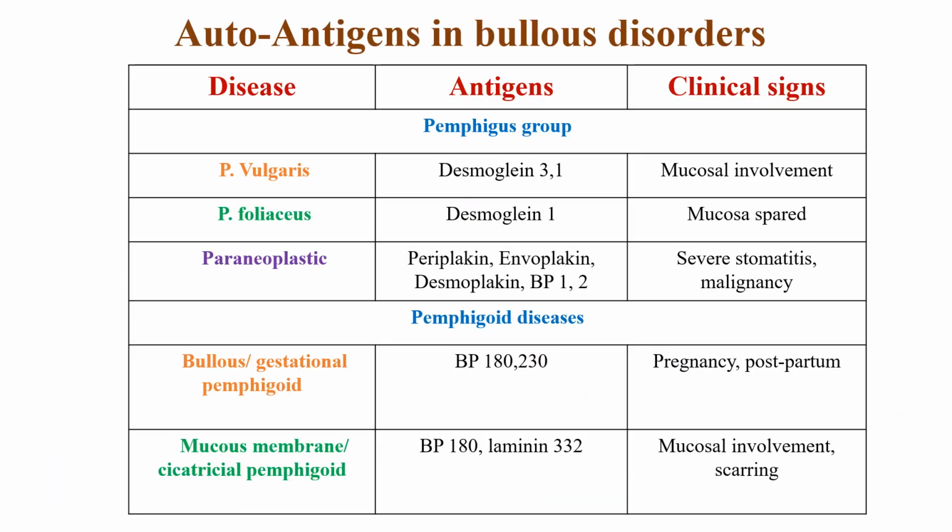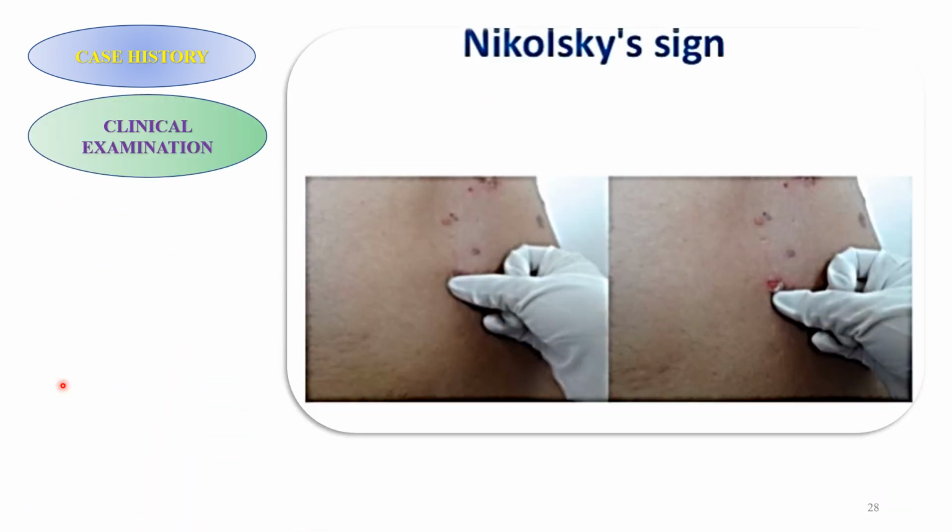This is the tabular column showing all the autoantigens involved in the bullous disorders with the clinical signs. Please have a look. Coming to the diagnosis, it is very important to have an early and accurate diagnosis, and this starts as early as from case history taking, where the questions include how did the lesion start, where did the lesion start, whether skin or mucosa, presence or absence of any systemic involvement, followed by thorough clinical examination.